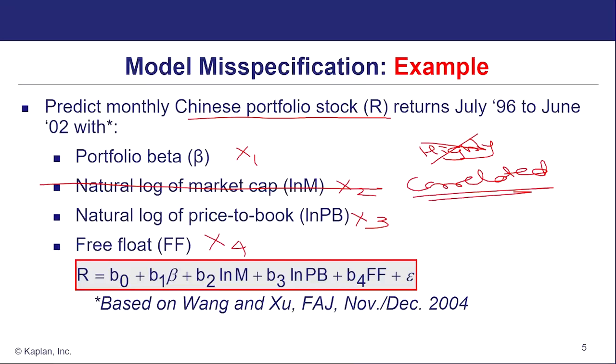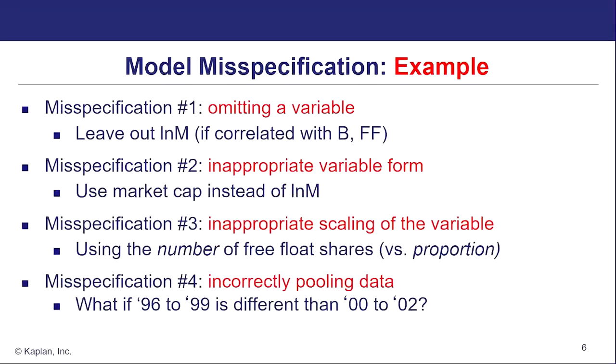Well, if that is the case, if large companies have bigger float, then what ends up happening is the impact that should have been captured by market cap is now being captured, at least to some extent, at least partially, by the free float variable. So the coefficient for free float includes credit that should have been assigned to the missing variable. And so obviously that coefficient is becoming biased. So that is misspecification number 1.